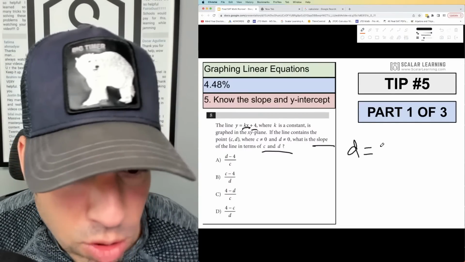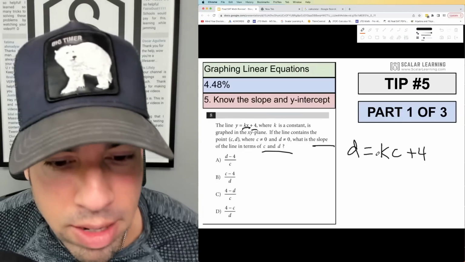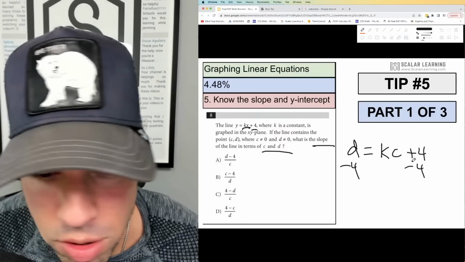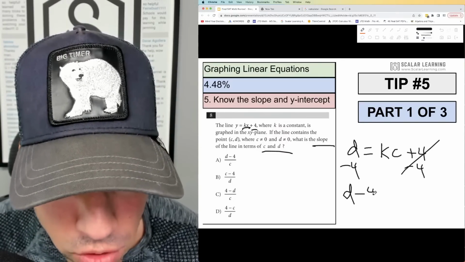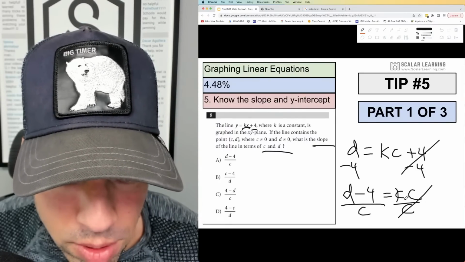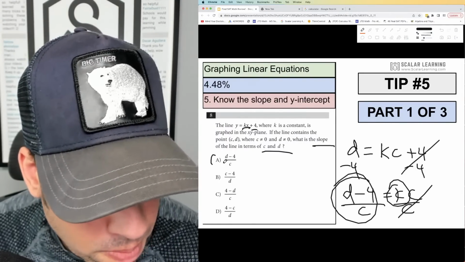So I'll say D equals kc plus 4. And then isolate, because they said, what's the slope? Solve for k. That's it. Then you just rely on your algebra skills. D minus 4 equals k times c. Divide by c, get rid of that. And then now we have our slope: D minus 4 over c. Boom, done.